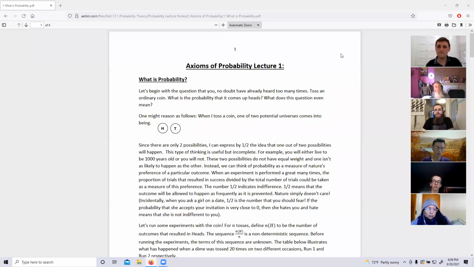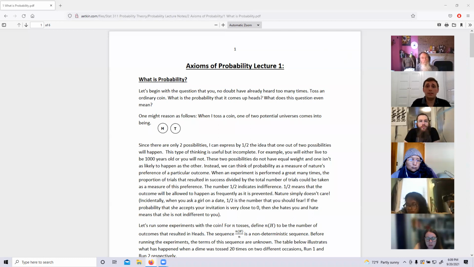All right, guys. So first lecture on probability. Let's begin with a seemingly strange and boring question. You heard it many times. You take a coin, right? And you toss this coin. What's the probability that the coin lands on heads?